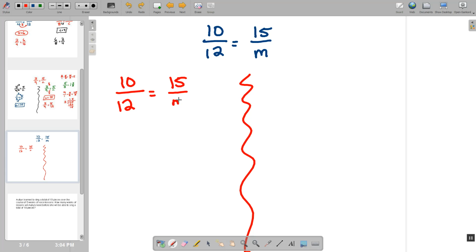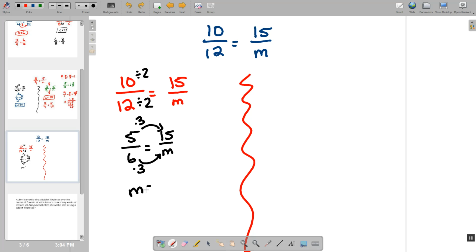First thing I'm going to do is simplify the fraction on the left. So I'm going to divide both of these numbers by 2 because they are even. Even numbers can always be divided by 2. So I now get this number, which is nice because the pattern is now a little bit more obvious. If I multiply both of these numbers by 3, they should be equal to the fraction on the right. Therefore, m must be 18.